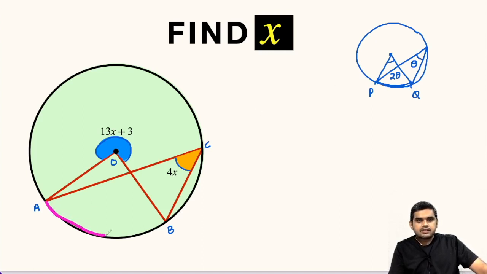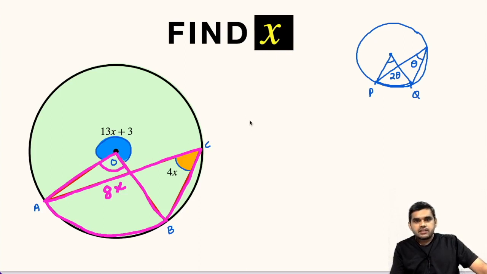AB is the arc. It is subtending 4x angle on the circumference of the circle. So this arc AB at the center of the circle will subtend an angle double the angle at this point. That means it will be 8x.